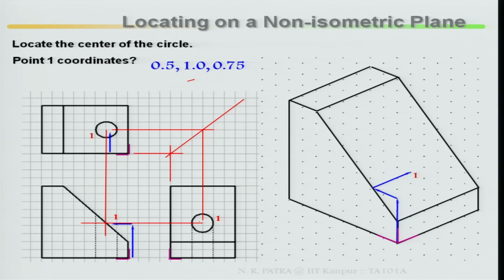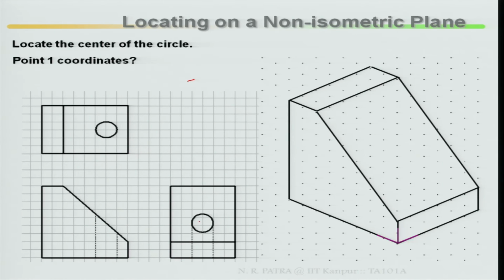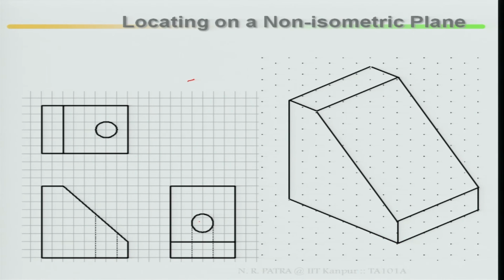Once again I am repeating, only these views have been given: top view, front view and side view. In the isometric view, this plane is nothing but your non-isometric plane. In the non-isometric plane, this has to be drawn.